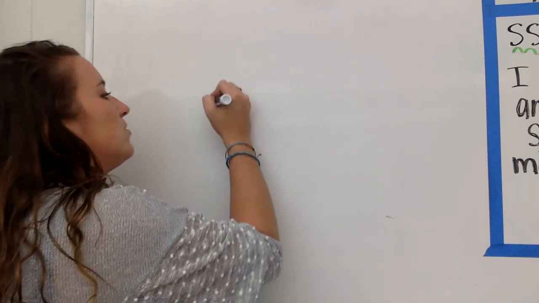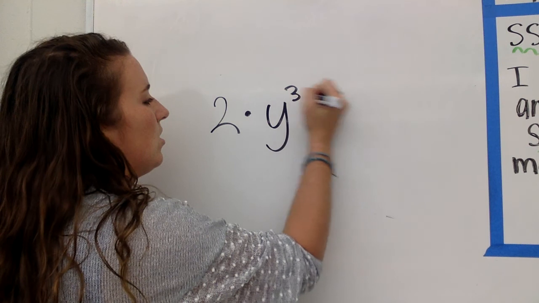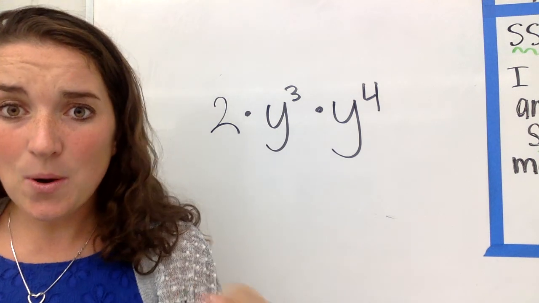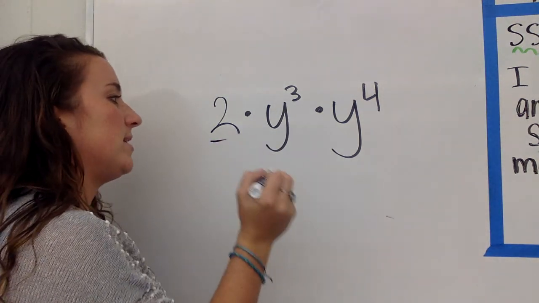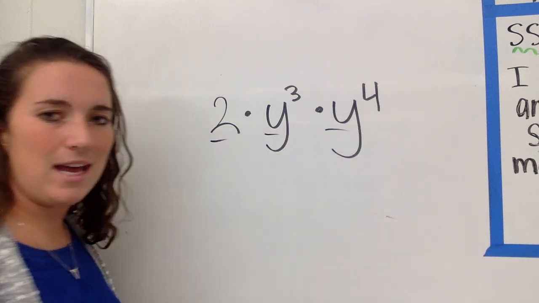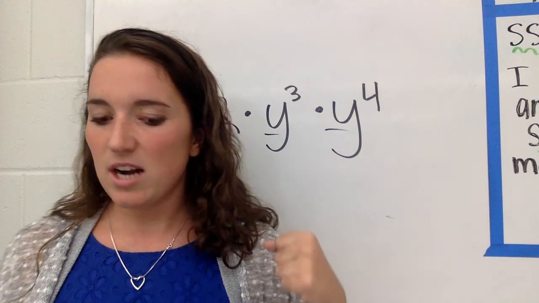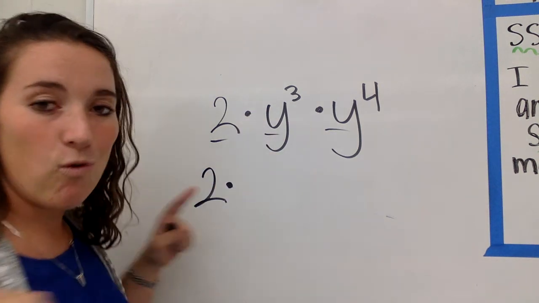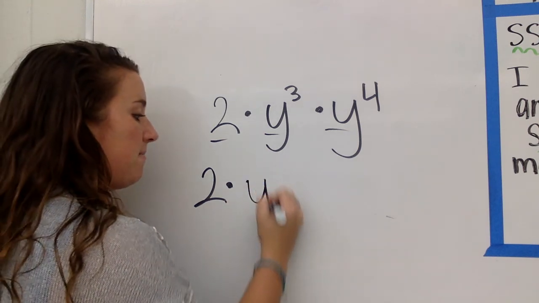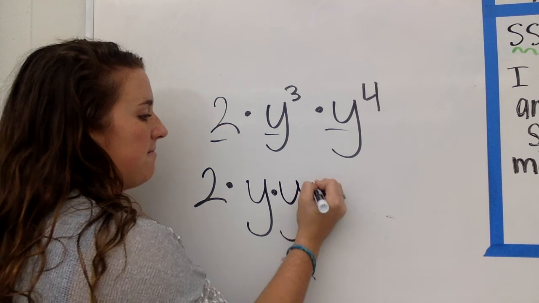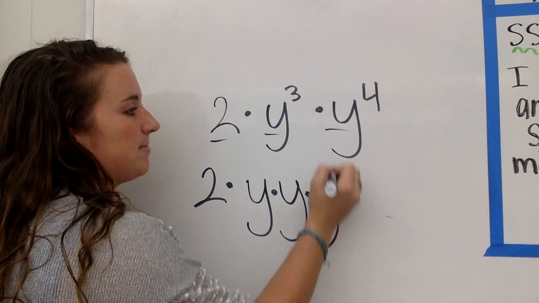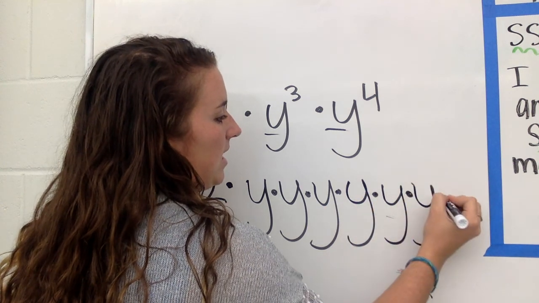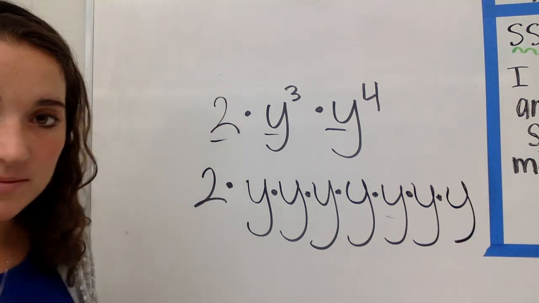All right, for this next one, I have 2 times y cubed times y to the 4th. Now it's trickier because I don't have all of the same bases. 2 isn't the same as y, although I do have y and y here. So let's see what I can do with it. I'm going to start off by expanding. So I have 2, carry down my multiplication sign. I have y cubed, which is y multiplied by itself 3 times. And then I bring down my multiplication sign, and then I have y to the 4th, which is y multiplied by itself 1, 2, 3, 4 times.